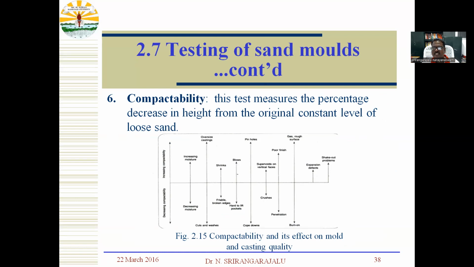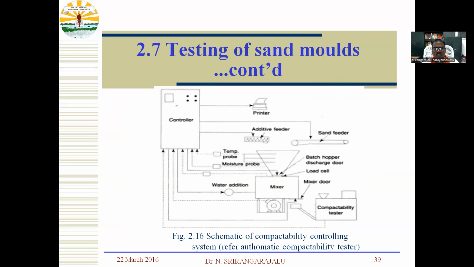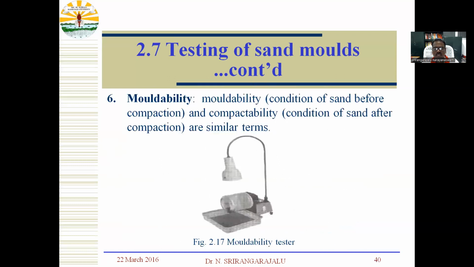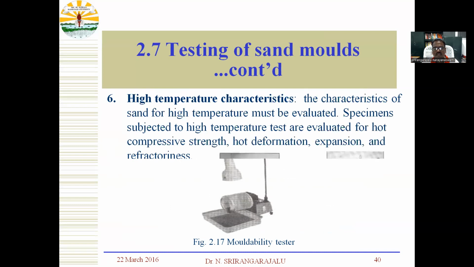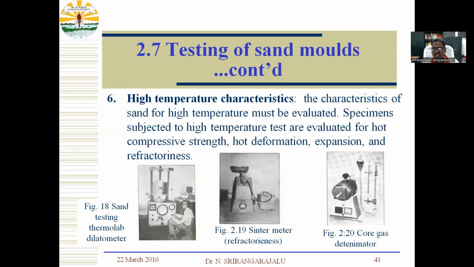Compactability: this test measures the percentage of decrease in height from the original constant level of loose sand. Testing of sand molds, and moldability and compactability are similar terms. High temperature characteristics: the characteristics of sand at high temperature must be evaluated. Specimens subjected to high temperature tests are evaluated for hot compressive strength, hot deformation, expansion, and refractoriness.